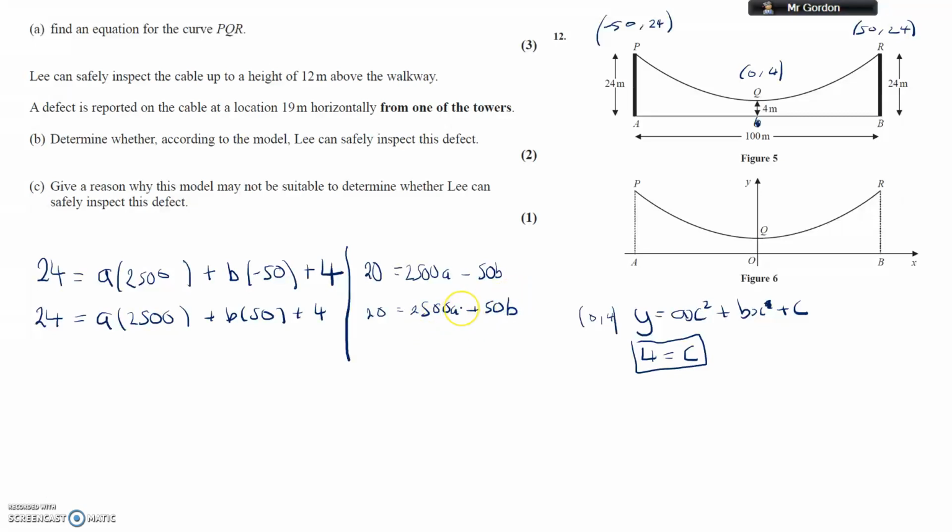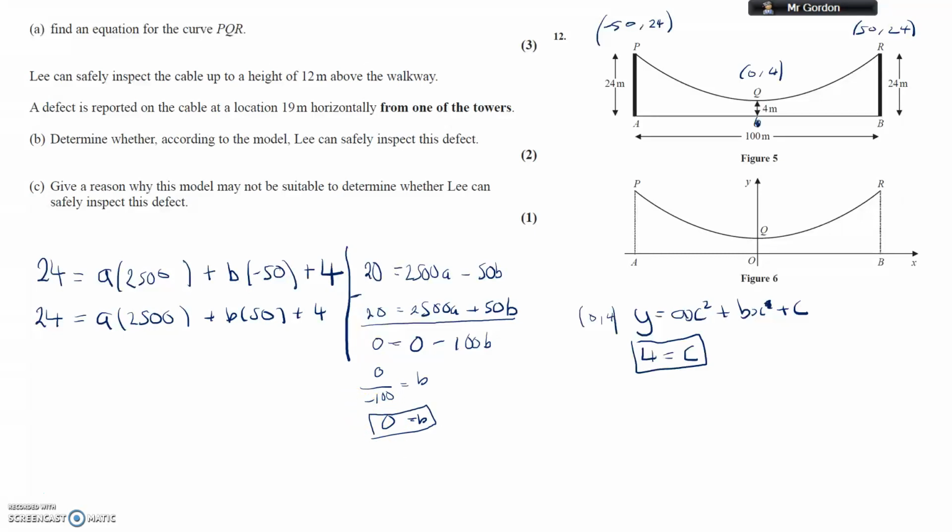When you do simultaneous equations, how do you get rid of the a's? They're the ones we have the same amount of. If we subtract these equations, then we'll end up with 0 equals minus 100b. So if you want to know what b is, then 0 over minus 100 equals b. b is 0. So that's our b value.